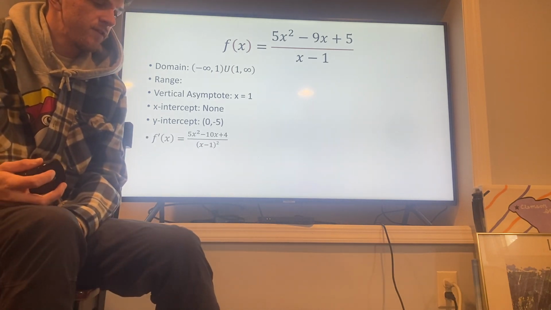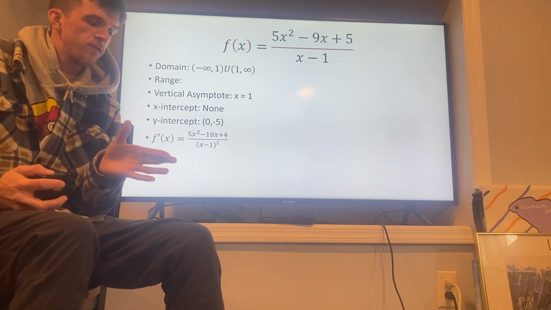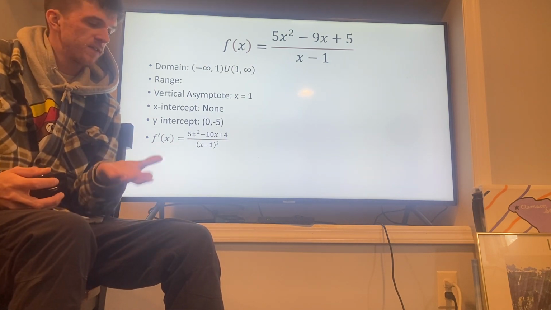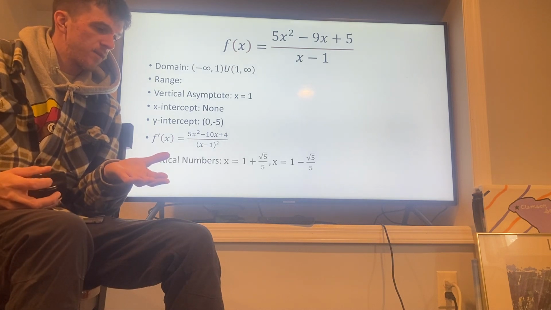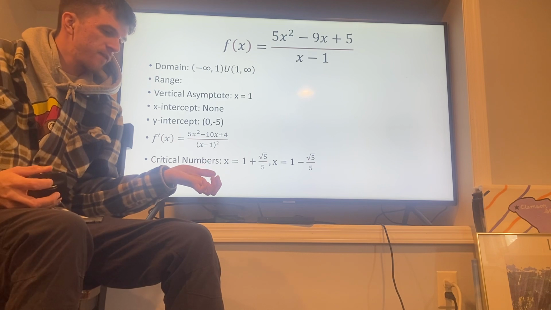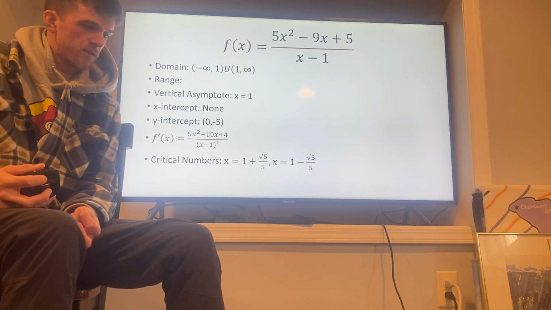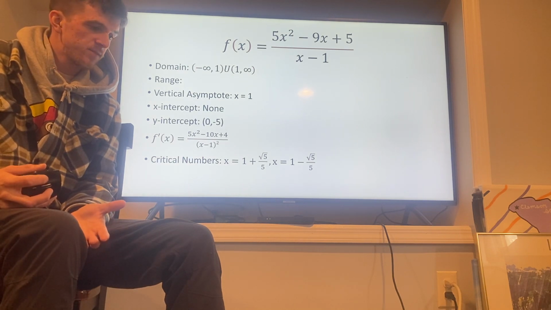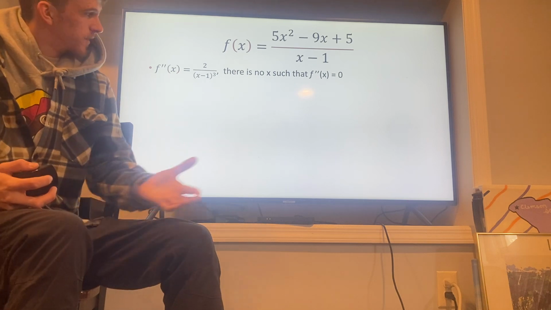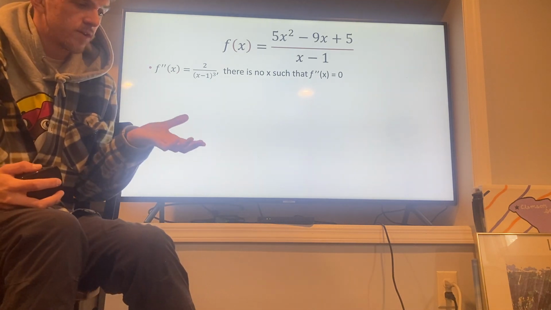Our derivative is going to be f prime of x equals 5x squared minus 10x plus 4 over (x minus 1) squared. We set that equal to 0. We get our critical numbers as 1 plus or minus root 5 over 5. We also know that 1 is a critical number because f prime of x does not exist at x equals 1. Our second derivative, f double prime of x, is going to be 2 over (x minus 1) cubed.